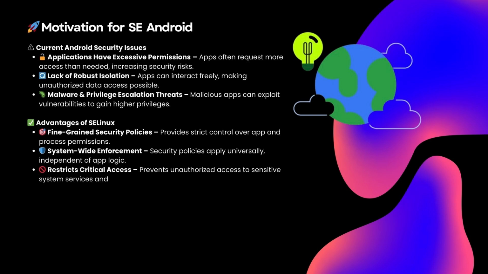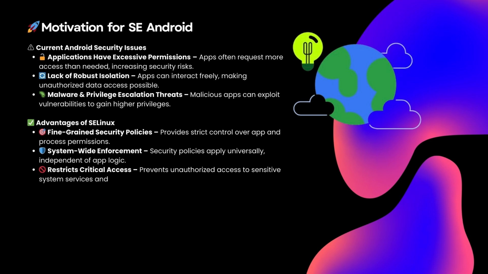So, what makes SELinux the solution to these problems? With SELinux, we can define detailed security policies. These policies control exactly what resources each app and process can access. No more blanket permissions. SELinux makes sure that each app gets only the permissions it needs.